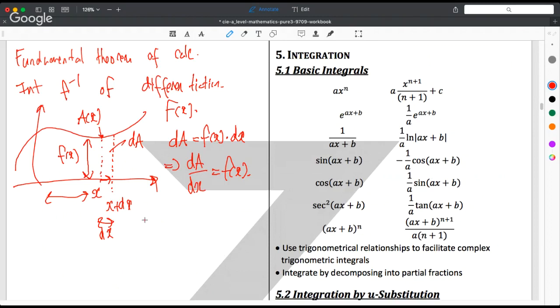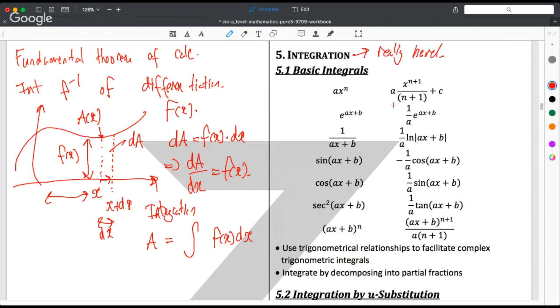So we can define an inverse process called integration. We integrate f of x dx, and that gives us A. So that sort of defines integration. That's where integration comes from, okay? And integration is really hard. In general, it's really difficult.